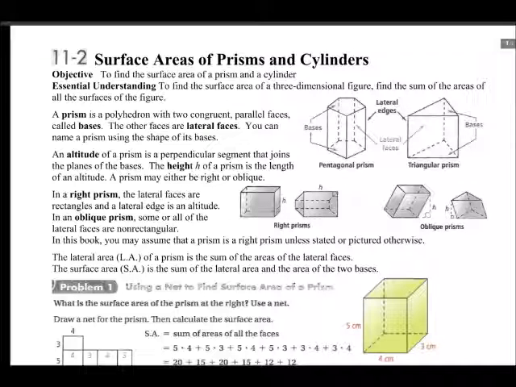11.2 Surface areas of prisms and cylinders. The objective in this lesson is to find the surface area of a prism and a cylinder. We're going to start with some vocabulary.